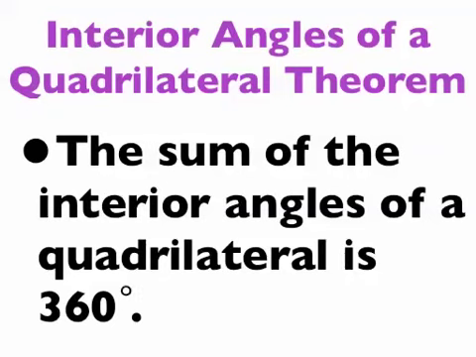The interior angles of a quadrilateral theorem says that the sum of the interior angles of a quadrilateral is 360 degrees. So when you add the interior angles of a quadrilateral together, and this is going to be true for any quadrilateral, meaning any 4-sided shape, the sum of those angles is 360 degrees.